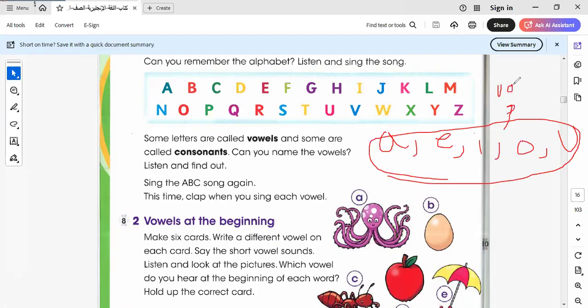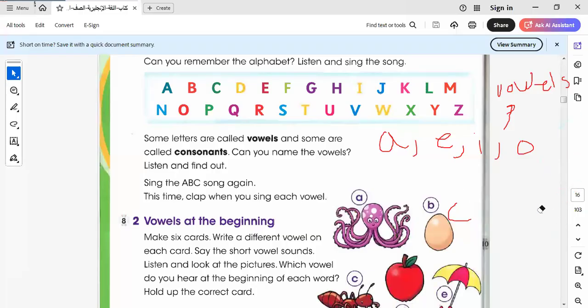And the rest of the alphabet, what will it be? It will be called consonant sounds. The rest of the alphabet is consonant sounds. This is called vowels and this is called consonants. Okay. Let's go to another item here in your book.